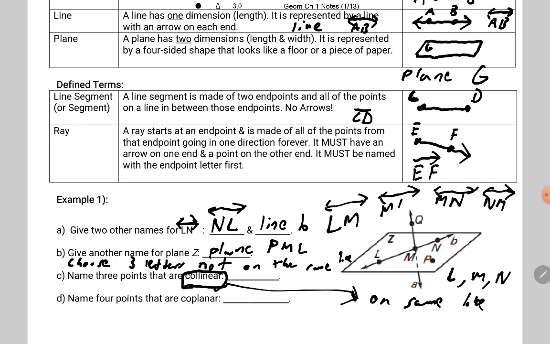Name 4 points that are coplanar. Coplanar means same plane. Usually the key part of the word is co. Co means together. So coplanar means together on the same plane. Collinear means together on the same line. So we're going to choose 4 points that are on the same plane. If we look at plane Z: L, M, N, and P. So L, comma, M, comma, N, comma, P.